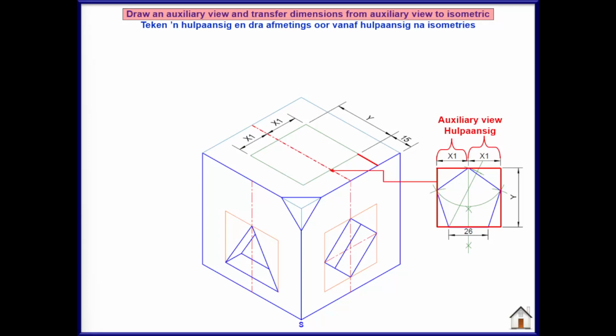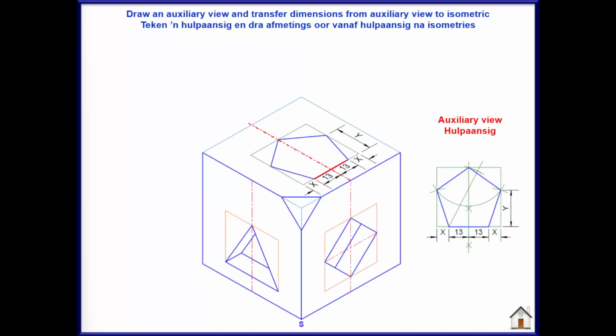We must then transfer our distances x1 to our top view, and we also need to transfer the distance y to our top view. Use your 30-degree set square and draw a line parallel to the edge seen on the top view. Use your 30-degree set square and draw a line to complete our auxiliary view in the top view. And that will give me my isometric construction rectangle. That will enable me to get the base of my pentagon.